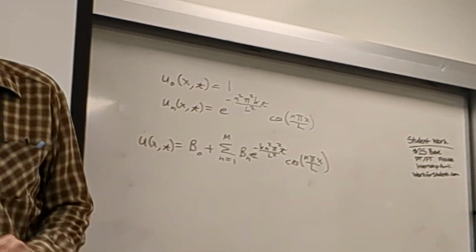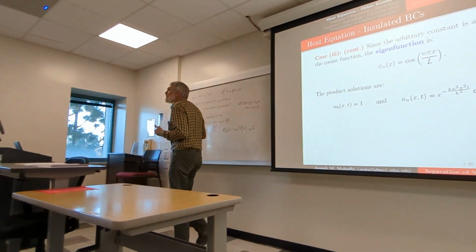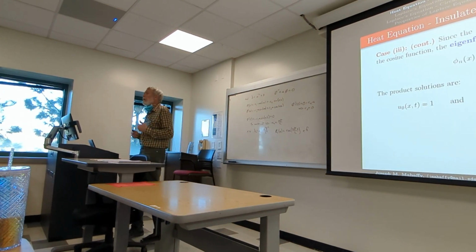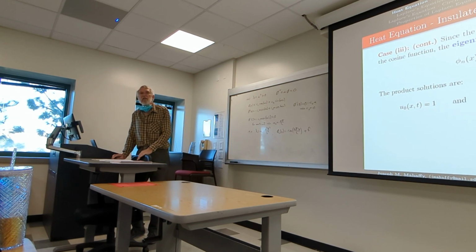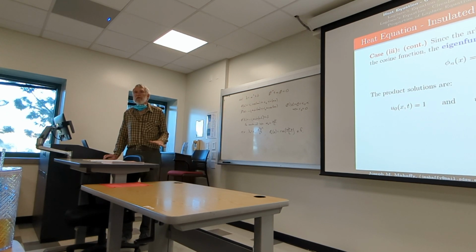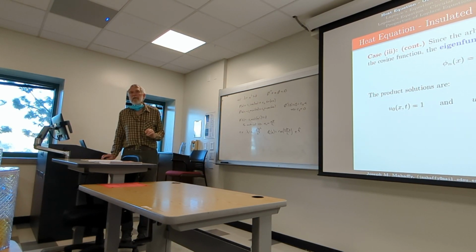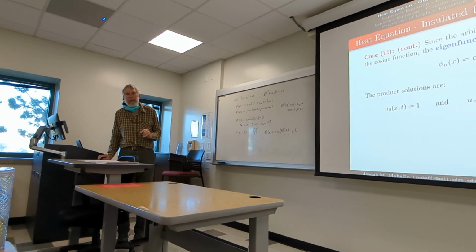All right? And because of the fact that it's a linear, homogeneous partial differential equation with homogeneous boundary conditions, we can add those solutions up, so any finite sum will work. Now we're going to later show we can take that n going to infinity.